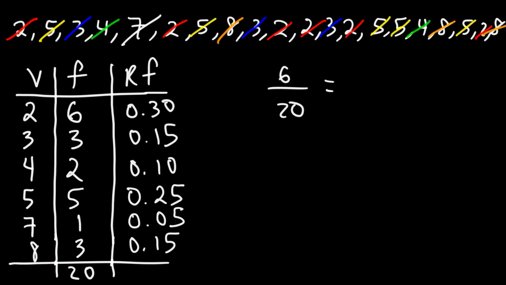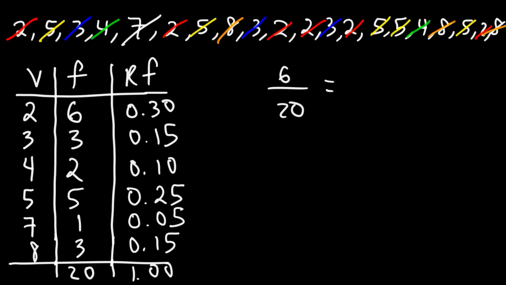Now here's how you can test to make sure that you did it correctly. Add up all the values of the relative frequency and you should get 1.0. So if you take 0.3 and add it to 0.15 plus 0.10 plus 0.25 plus 0.05 and then plus 0.15 again, you should get exactly 1.